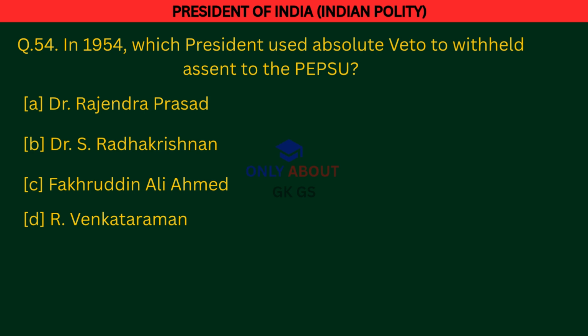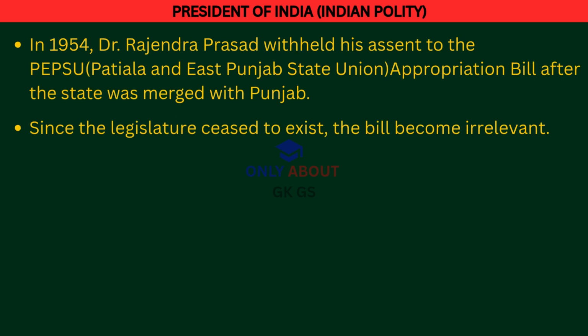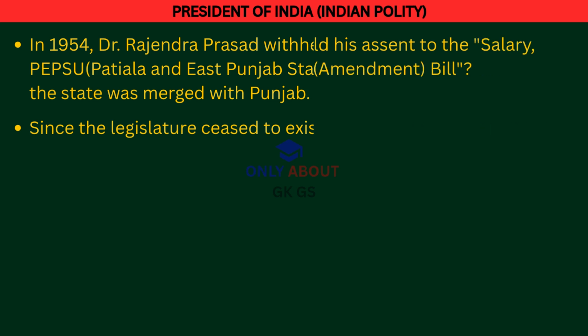Next question. In 1954, which president used absolute veto to withhold assent to the PEPSU bill? Correct answer: Dr. Rajendra Prasad. In 1954, Dr. Rajendra Prasad withheld his assent to the PEPSU appropriation bill after the state was merged with Punjab. Since the legislature ceased to exist, the bill became irrelevant.